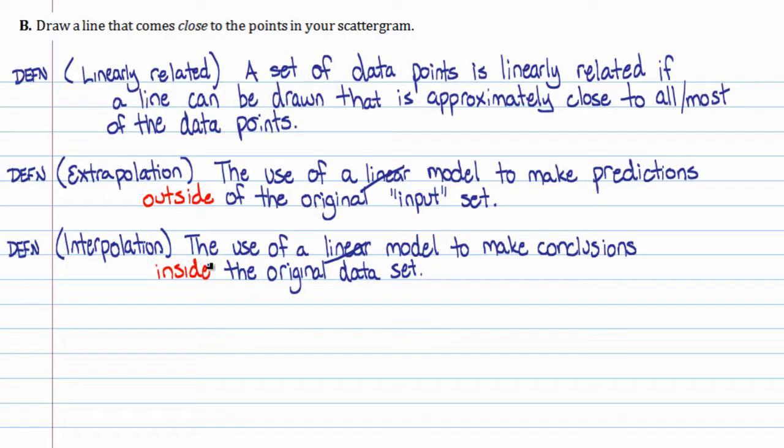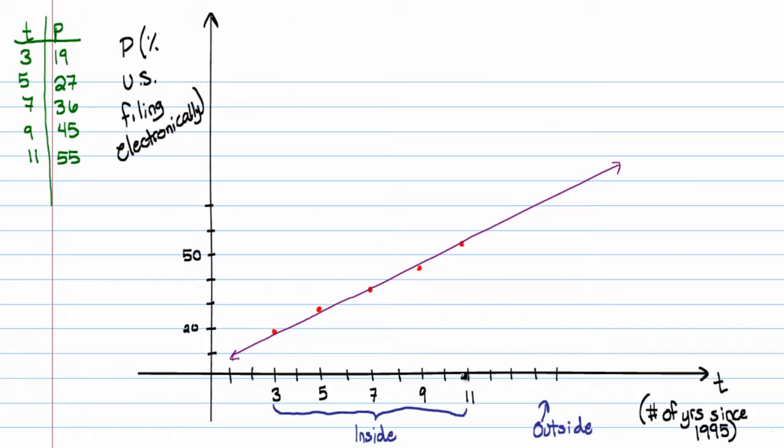Now I'm going to put in a little B star here because I didn't have this in my example set. Example B said draw a line that comes close to the points in your scattergram. We did. Now I'm going to say find the equation of this line. Here we are entering a realm where we have done work in the past to find equations of lines. All I have to do is grab a couple points. It doesn't have to be these data points. It could be really anything that you think might exist on this purple line here.